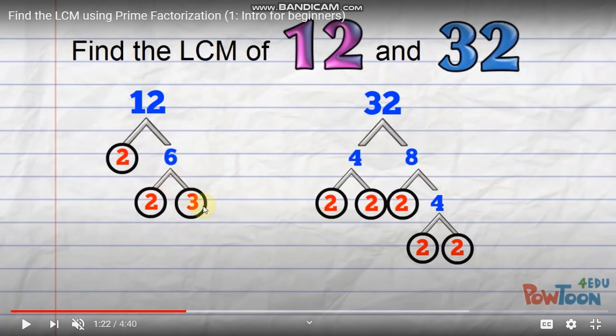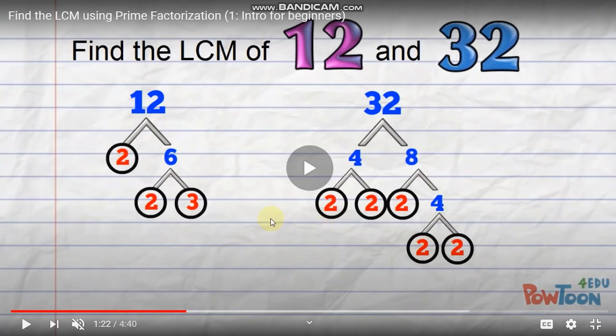6 will be written as 2 into 3. 2 and 3 both are prime numbers, so let's stop here. This 2 is already a prime number, so it stops here. In this case 4 will be written as 2 into 2. 8 will be written as 2 into 4. Again 4 will be written as 2 into 2. So see, in the last terms all are prime numbers. 2 is a prime number, so we can stop here.